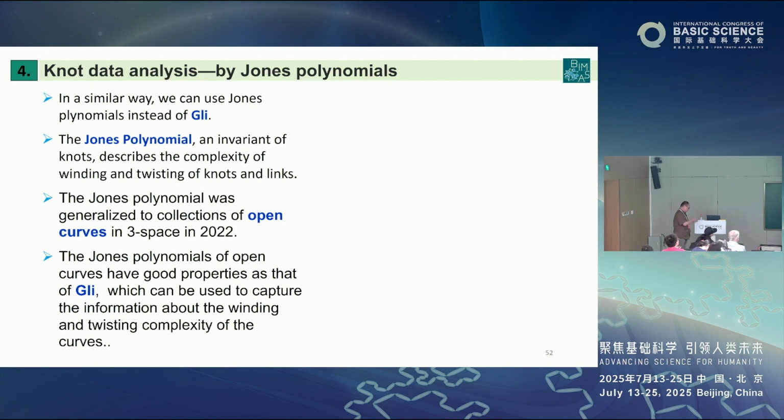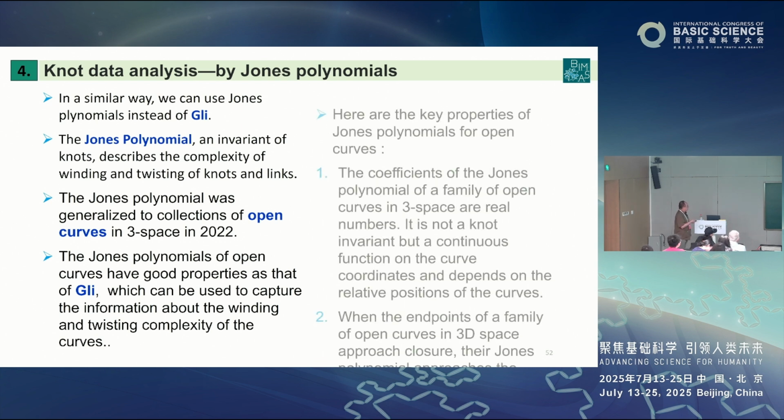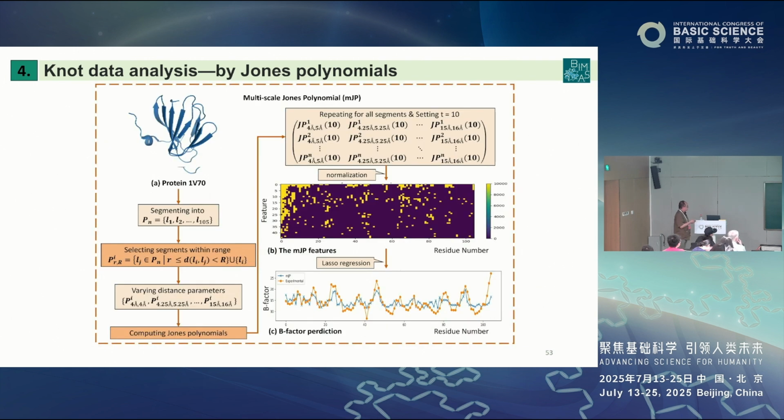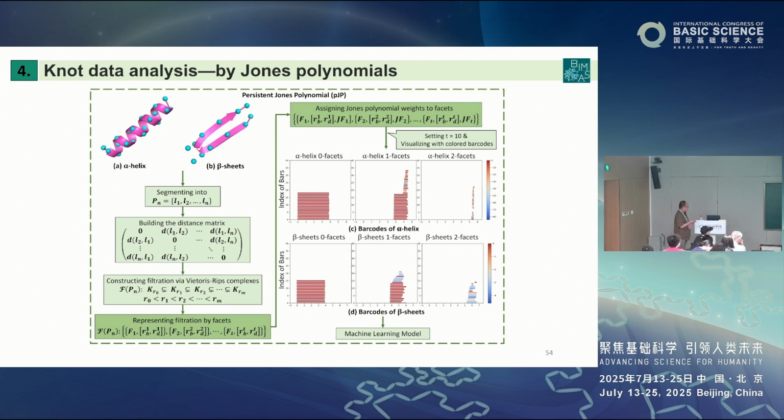I will skip this part because the time is running out. In a similar way, we can use the Jones polynomial instead of the Gauss linking integrals to do a similar thing in data analysis. And here are the effects.